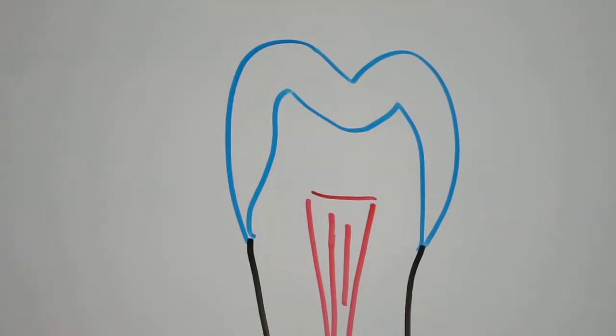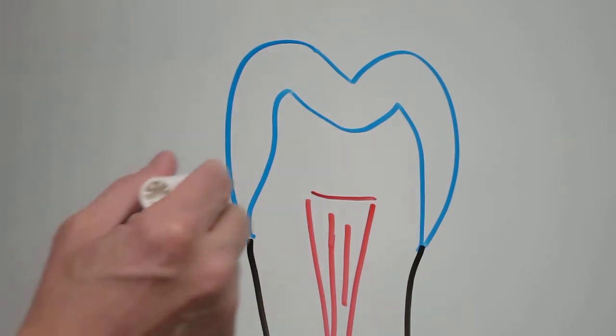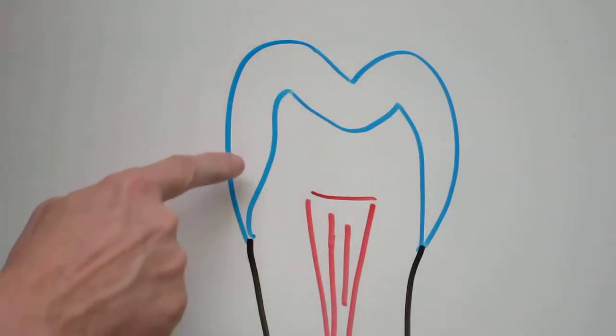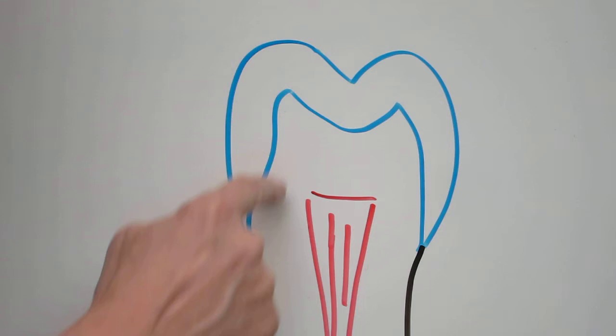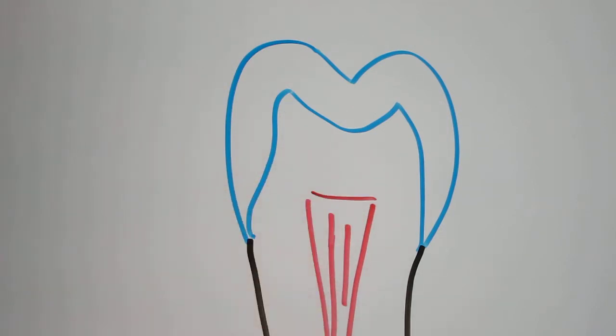The most common infection in the human body is the common cold. The second most common infection in the human body is a dental cavity. What happens with a cavity is this is the enamel, the real hard coating on the tooth, the blue, the bulk of the tooth here, and this is where the nerve and blood supply is.